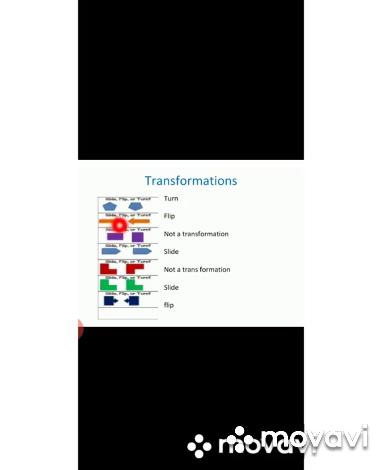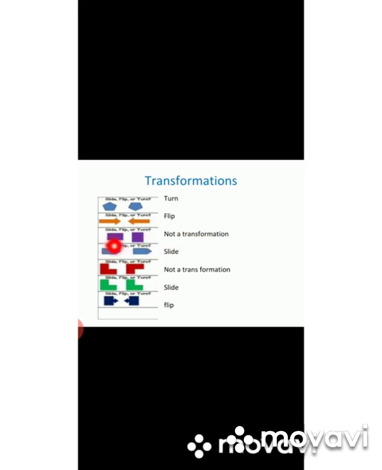The second figure. What happened to this figure after transformation? Yes, it is flipped over an imaginary line like a mirror. So it is called a flip. Look at this figure. After transformation, what happened? Slide, flip, or turn? It is not a transformation. Why? Because a transformation doesn't change the shape of the figure, and here the figure is changed. So it is not a transformation.